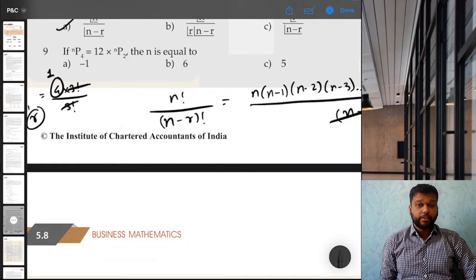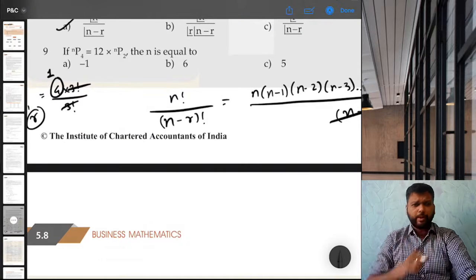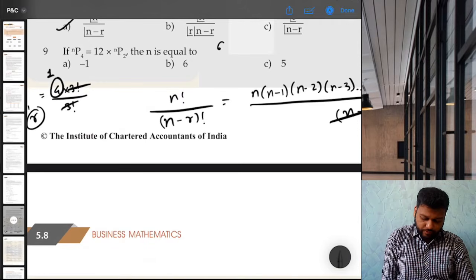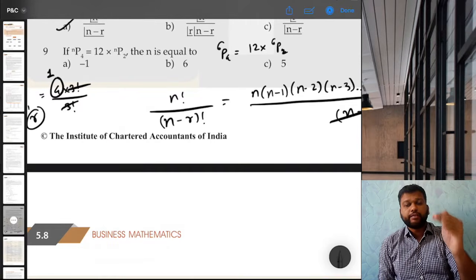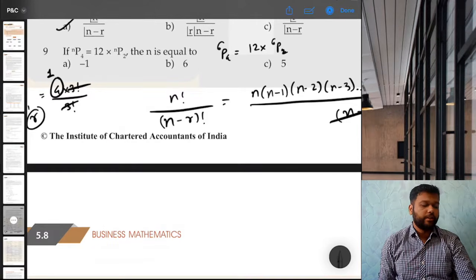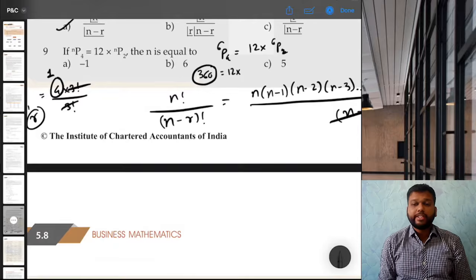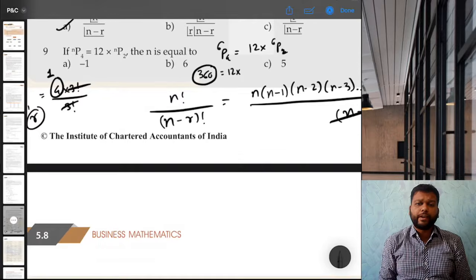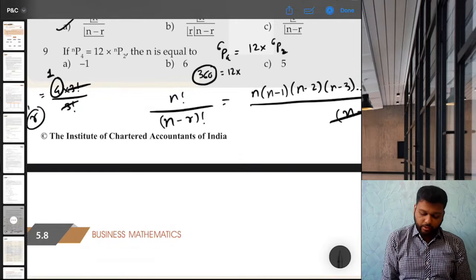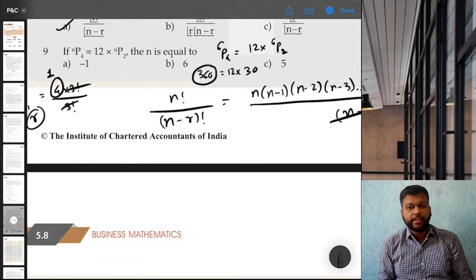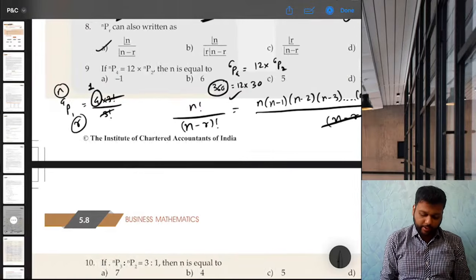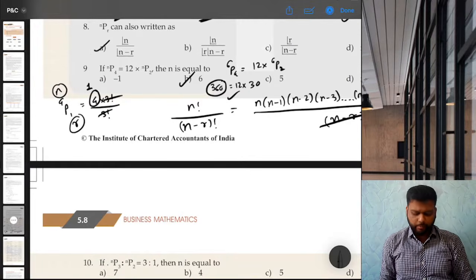If we put 6, then let's check what happens. 6P4 is equal to, they are saying 12 into 6P2. Let's check. 6P4 is what? 6 factorial upon 2 factorial, that is 720 by 2, so 360, is equal to 12 into 6P2. 6P2 is what? 6 factorial by 4 factorial, which is 6 into 5, so 30. 12 into 30 is 360, so this is matching, right? So 6 is the correct answer, option B.